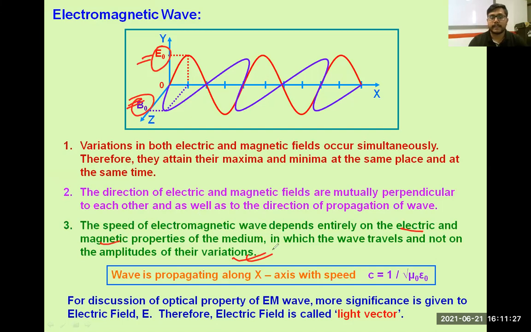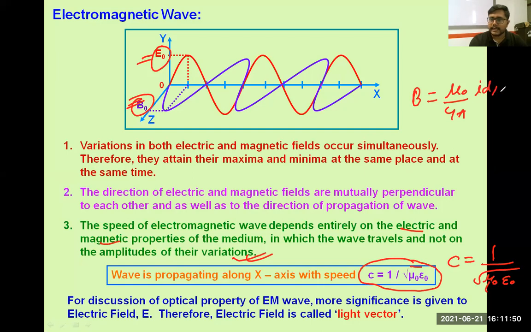From this equation you can understand that the speed is given by 1 by under root of mu naught into epsilon naught. Mu naught, if you remember, appears in the magnetic field, which is equal to mu naught by 4 pi, I dl sine theta divided by r square. This is called the Biot-Savart law. And from Coulomb's law, the force is given by 1 by 4 pi epsilon naught, q1 q2 by r square.